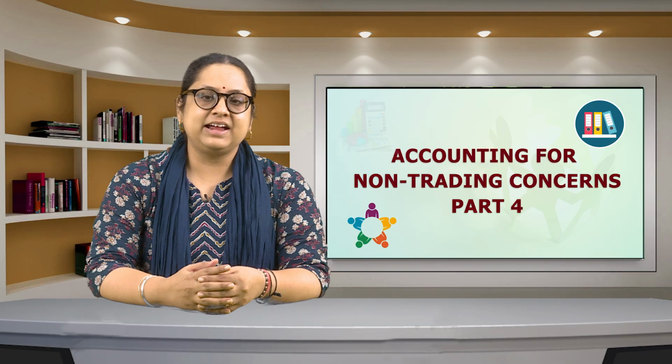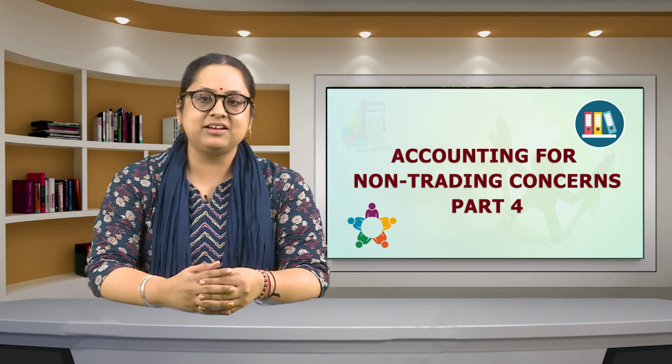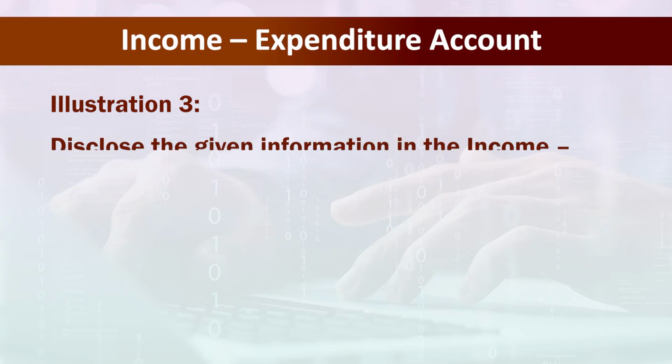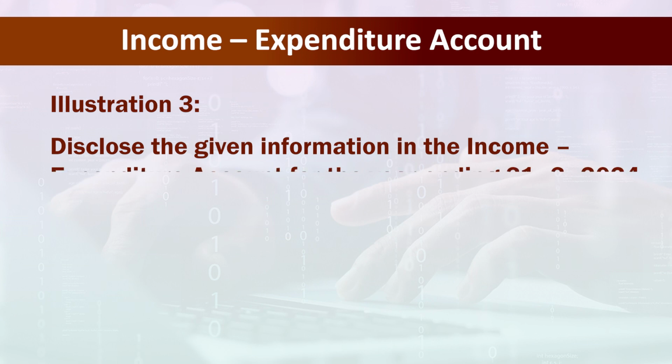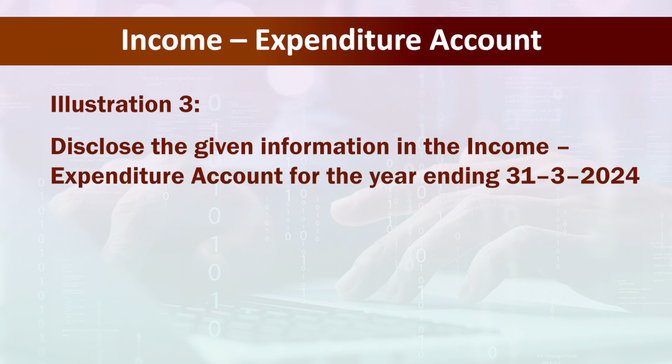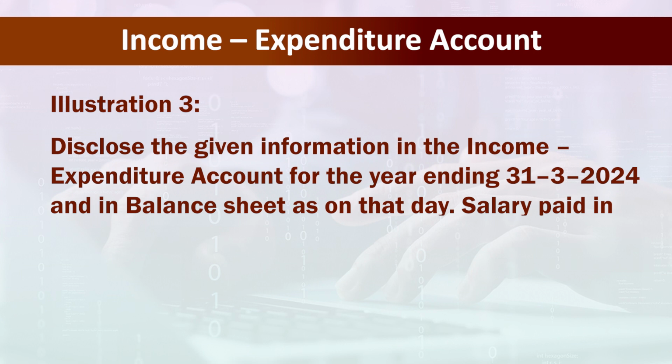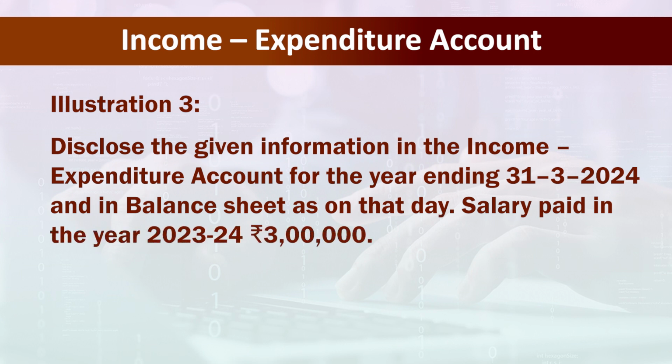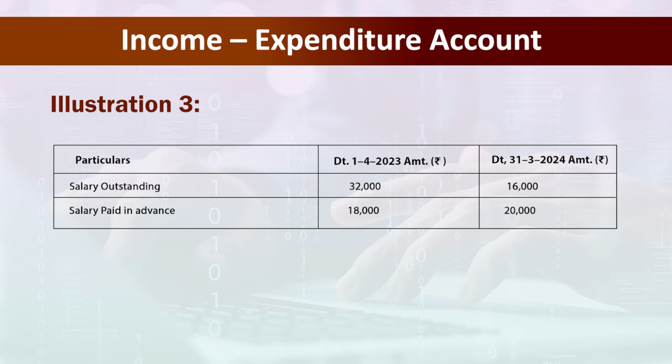Let us see the second illustration where partial information is provided for salary, which is an expense to be disclosed in the income expenditure account. Disclose the given information in the income expenditure account for the year ending 31/3/2024 and in the balance sheet as on that day. Salary paid in the year 2023-2024 is rupees 3 lakh. The particulars of salary paid are like this.